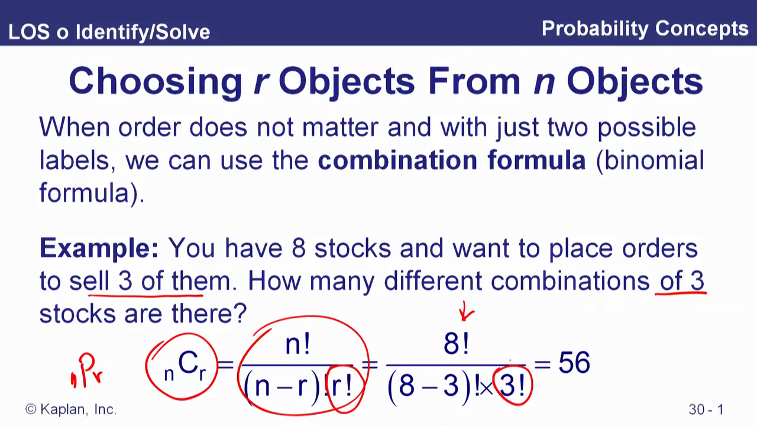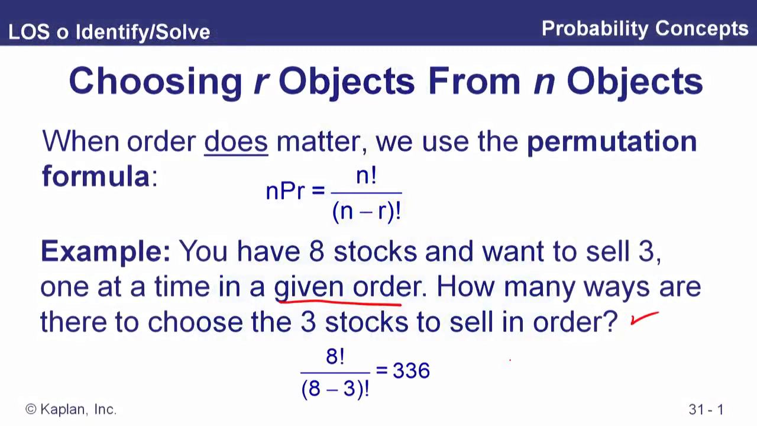That's how many ways there are to order 3 stocks. So given a group of 3, we can put them in 6 different orders. 3 factorial, 3 times 2. And so now we get a bigger number than the 56 we had before. Now, given order is important, we've got 336 different ways to do it.